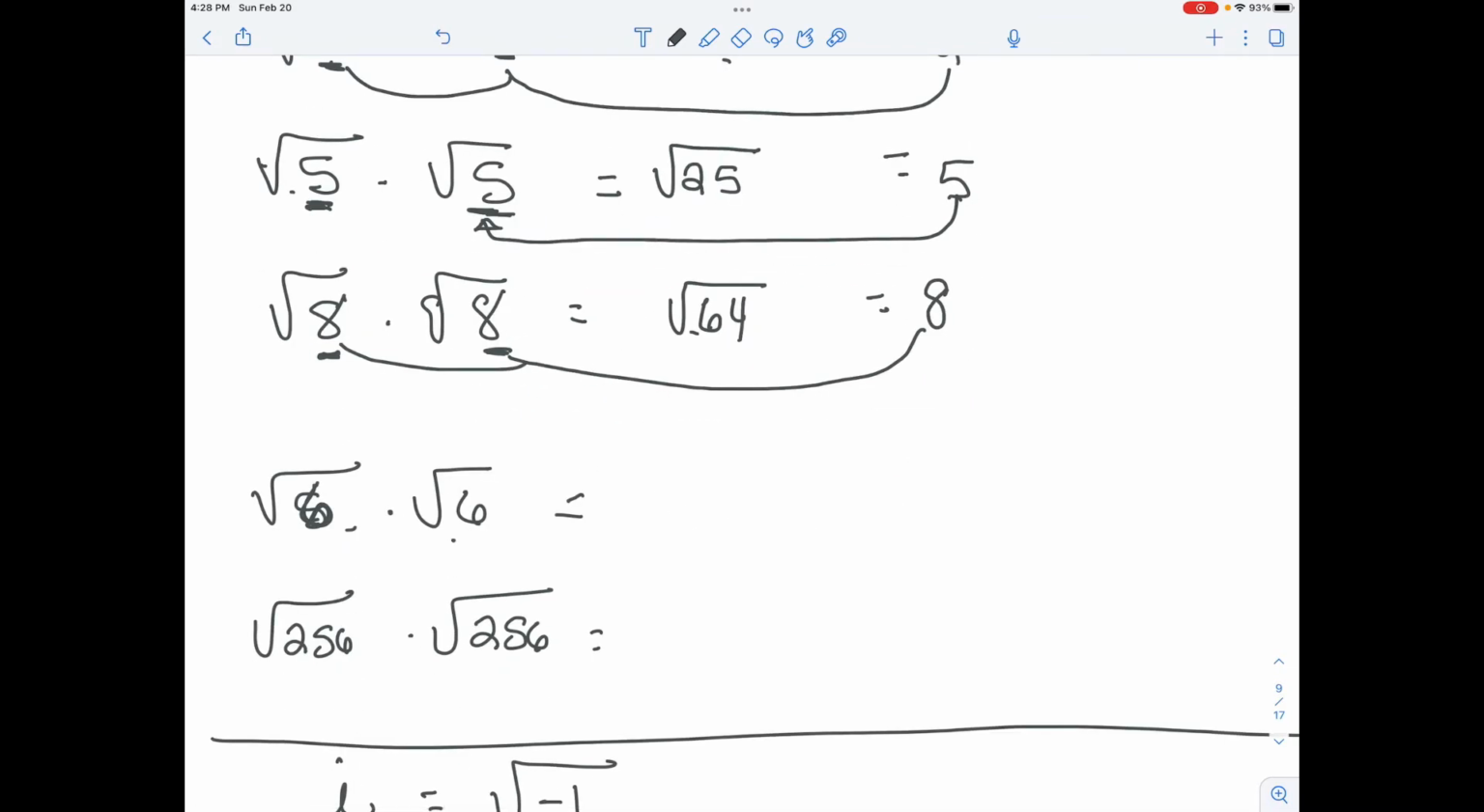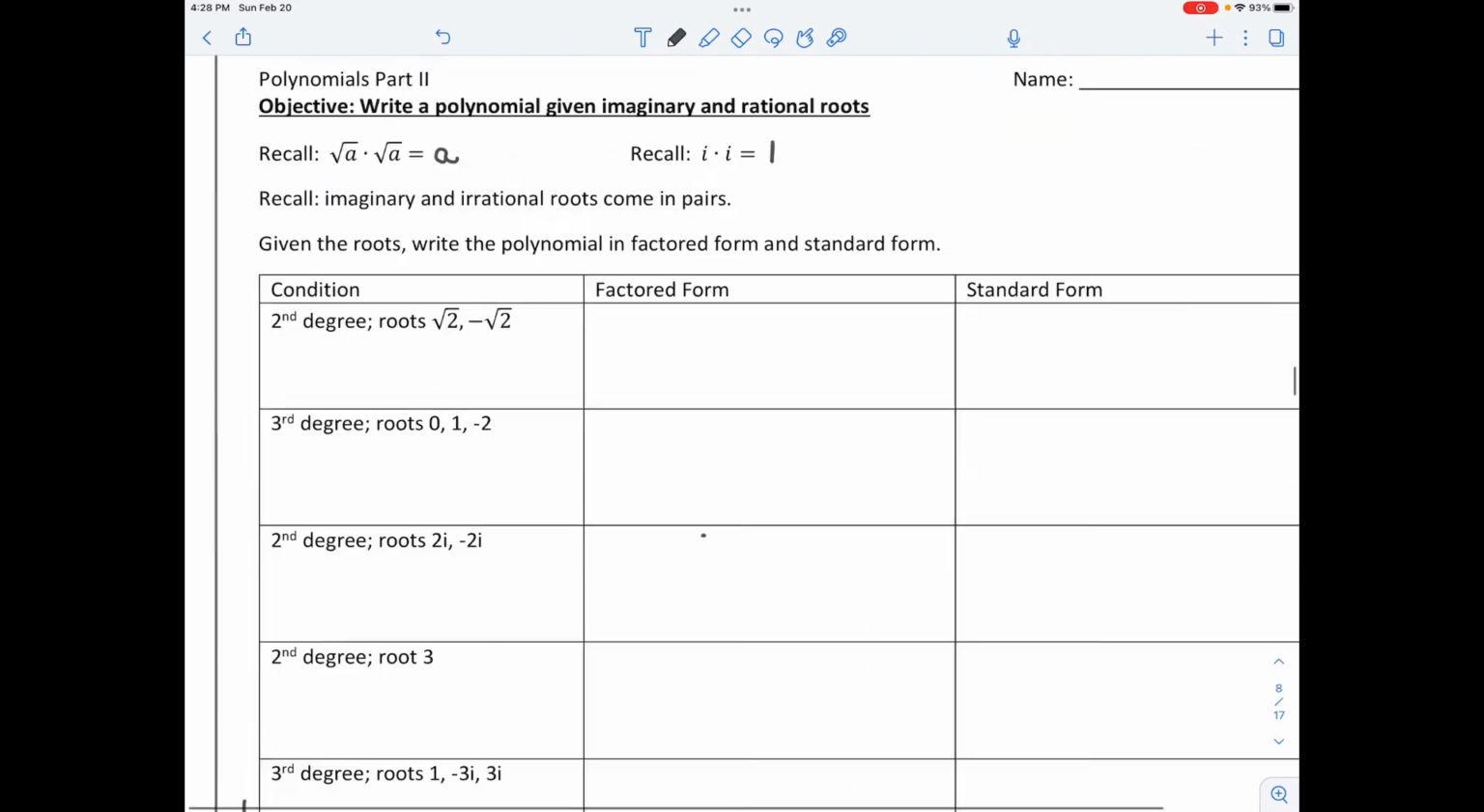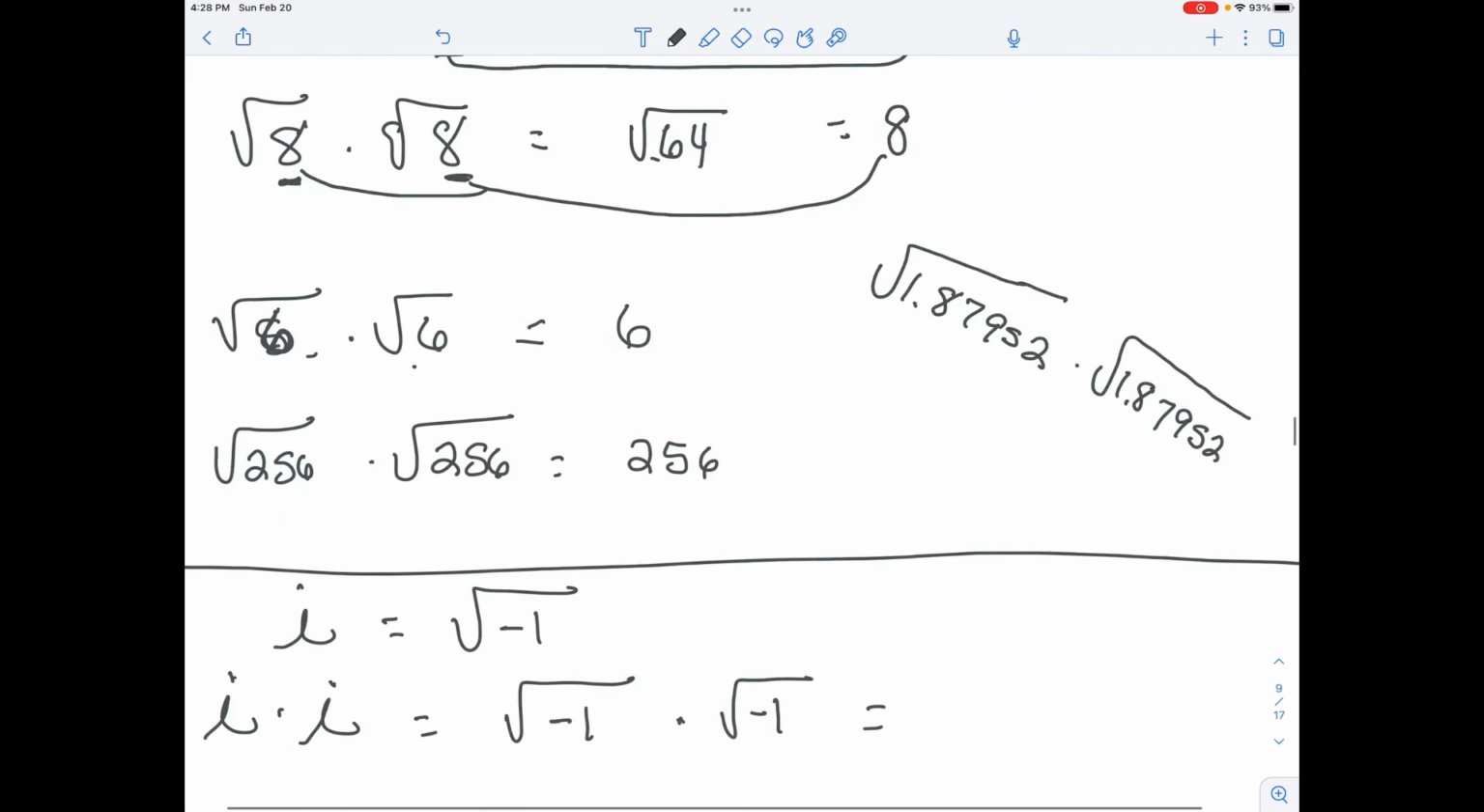Okay? So then I can say radical 6 times radical 6 is simply 6. Radical 256 times radical 256 is just 256. The square root of 1.87952 times the square root of 1.87952 is just going to equal 1.87952, because the radical will disappear. So that's something you need to remember.